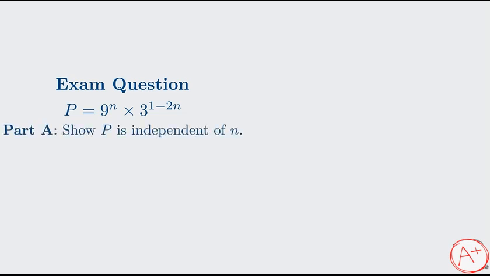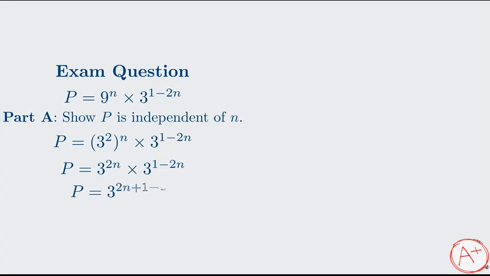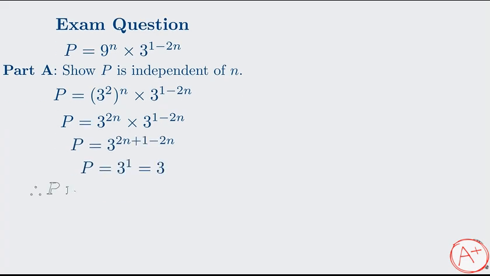Let's look at an authentic IB-style question. Consider the expression. Part A asks us to show that P is independent of n. To do this, we need to write both terms with a common base. Since 9 is 3 squared, we can rewrite the expression, applying the power of a power rule to the first term. Now, using the product rule, we add the exponents. The 2n and negative 2n cancel out, leaving us with p equals 3 to the power of 1, which equals 3. Since the result is a constant, we have shown it is independent of n.